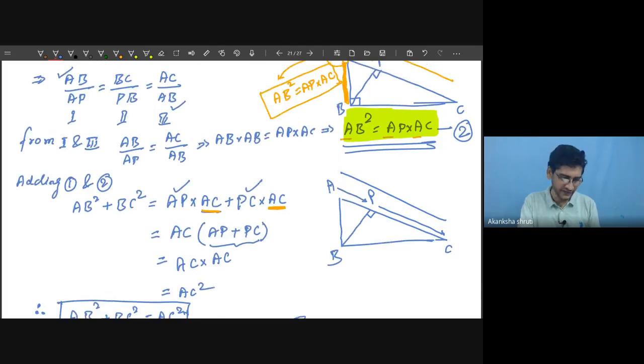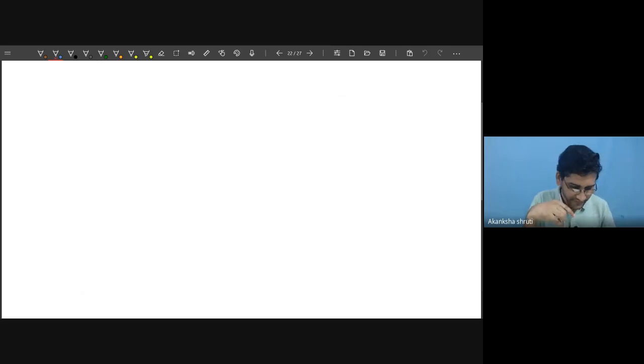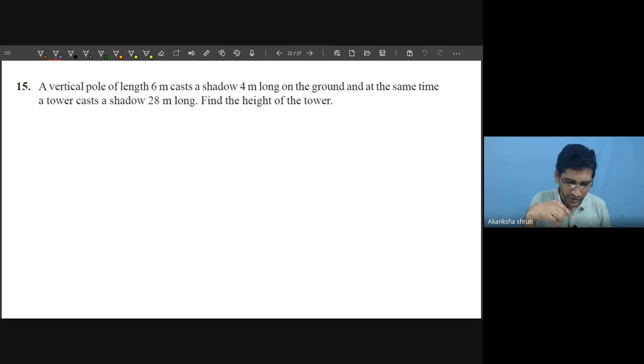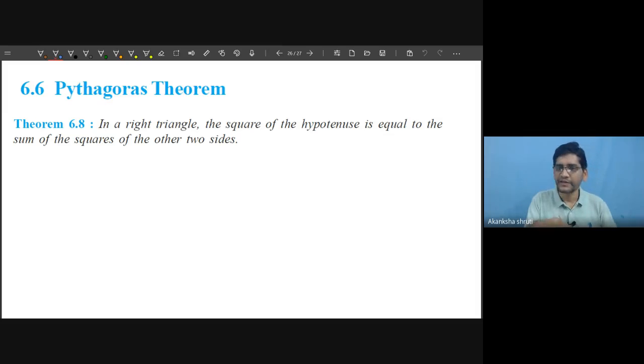I have explained this. So write what is Pythagoras theorem. Whatever we have obtained, it is called Pythagoras theorem. So this is our Pythagoras theorem. Whatever we have copied here, let me copy there.